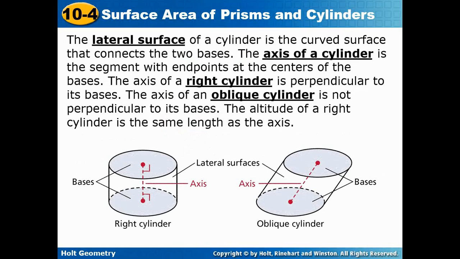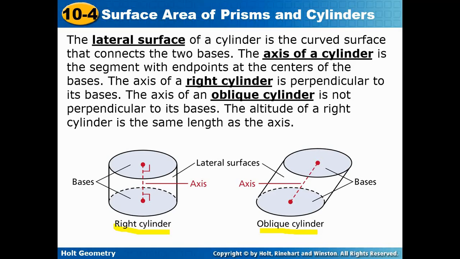Now we have here, as you can see, two types of cylinders. The first one is the right cylinder, and the second one is the oblique cylinder. We will focus today on the right cylinder only, and we will apply the formula for the right cylinder, but just to know the difference between the oblique cylinder and the right cylinder.